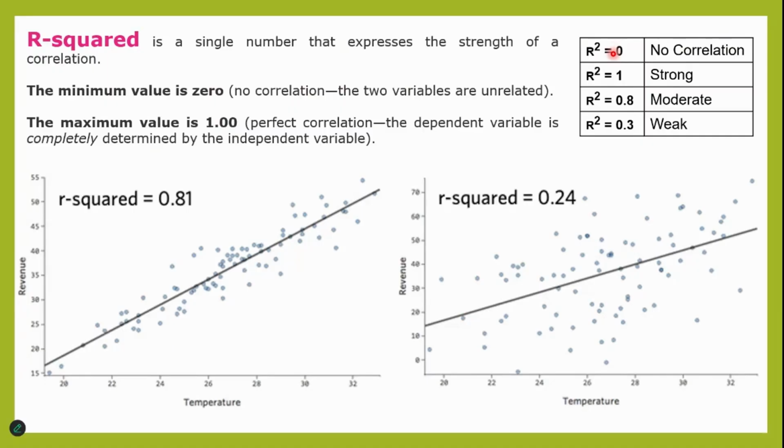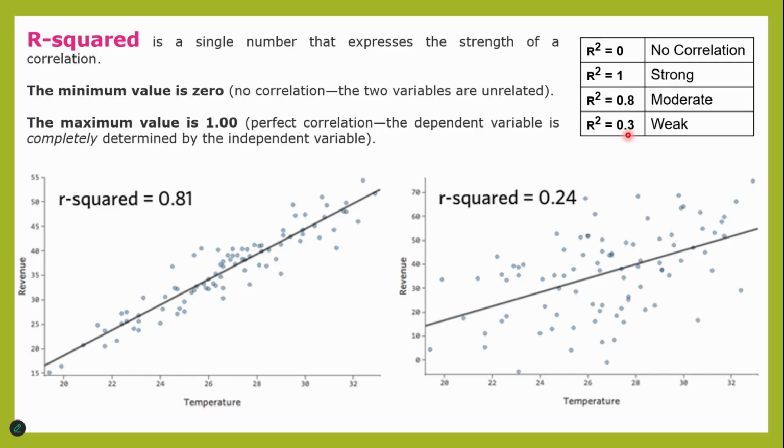If Excel gives you the R squared value as 0, then you can see all the data scatter plots are here and there. We can't draw the line. It's no correlation. If all the data points lie exactly on the same line, then R squared will be 1. We call that a strong correlation. If you see that the R squared value is 0.8, or 0.7 or 0.9, then you can say it's moderate.